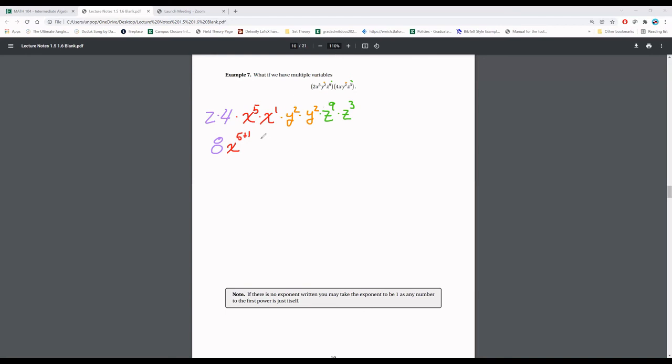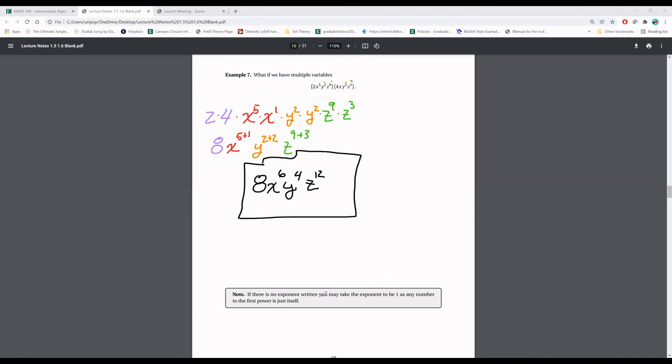Y squared times y squared is the same thing as y to the 2 plus 2. And z to the 9, z to the 3. Well, there's that z to the 9 plus 3. Final simplified form. How about 8 x to the 6, y to the 4, and z to the 12. Whee! Lovely.